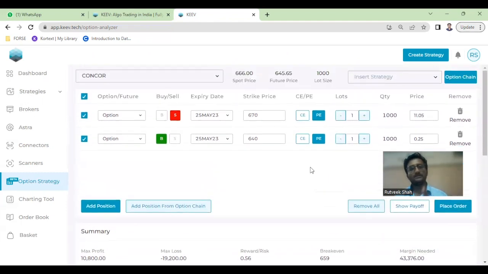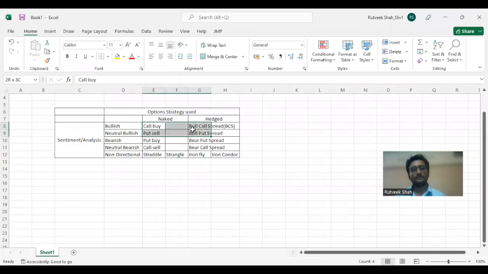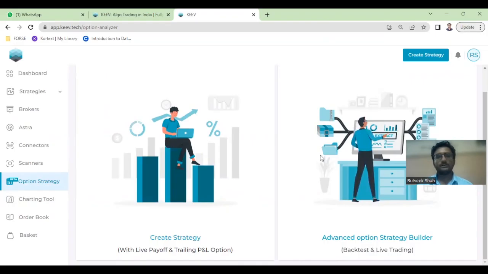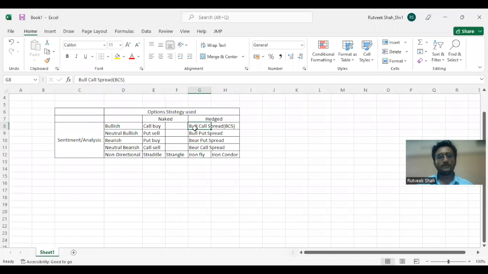So this was the strategy of the bullish view. That is the call buy, bull call spread, put sell, and the bull put spread. So just to conclude, I'll basically give a brief about these names. So here, from a bullish point of view, we can see that in the bull call spread, all the three words in the hedged option strategy have meaning.